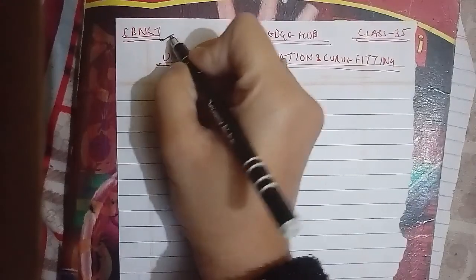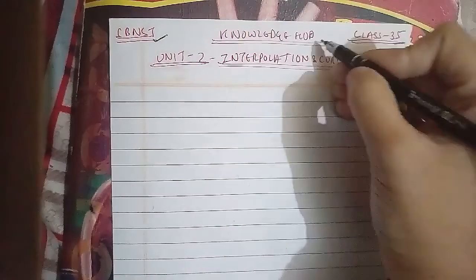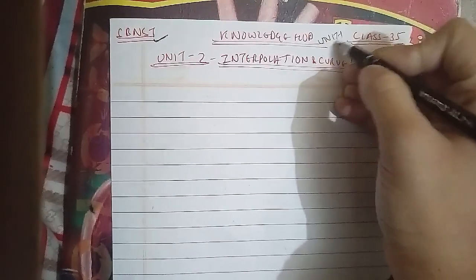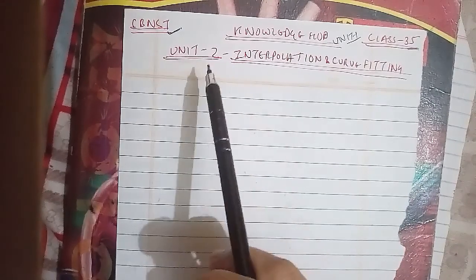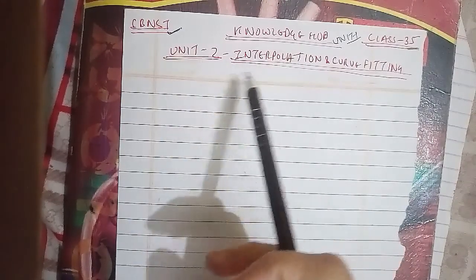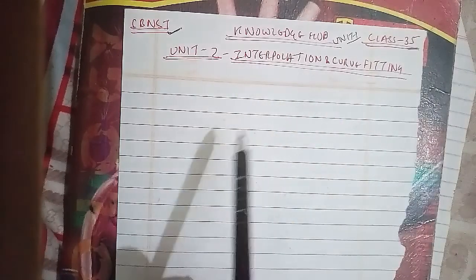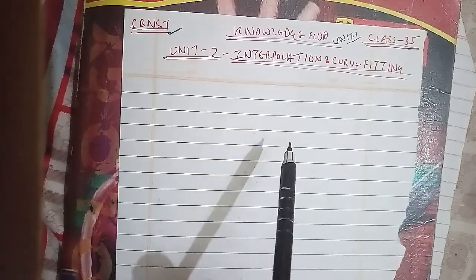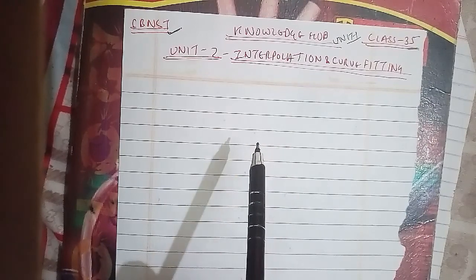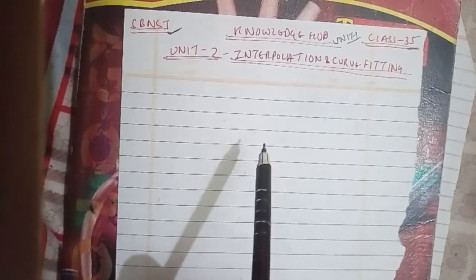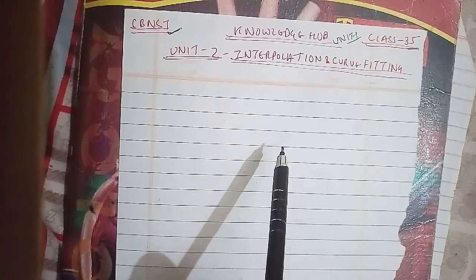Today we want to start with your CBNST class, which is the 35th class of the session. We had done Unit 1 in the last classes, which was computer arithmetic and numerical solutions of equations. Now we have started interpolation and curve fitting, and we are covering all the topics related to it. Lastly we had found the value of f(x) at x equals 3.5 for the interpolated values using cubic spline interpolation.